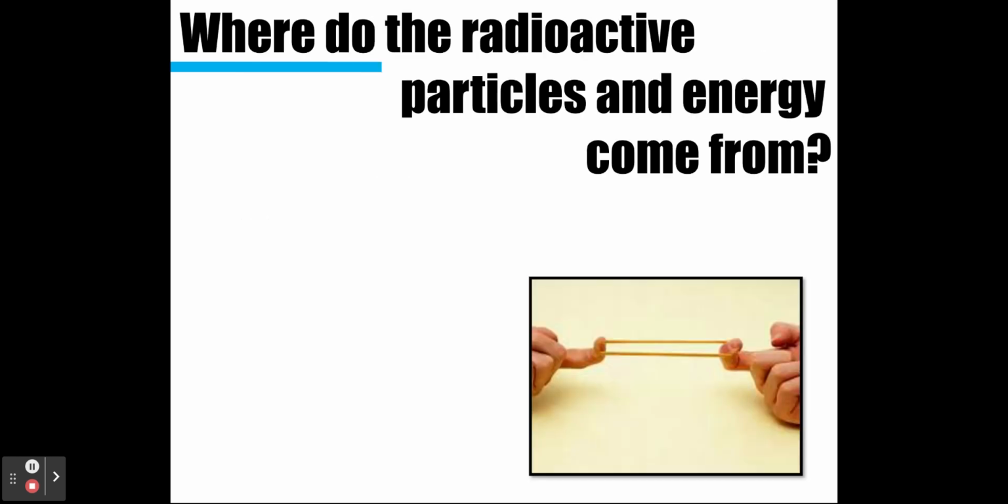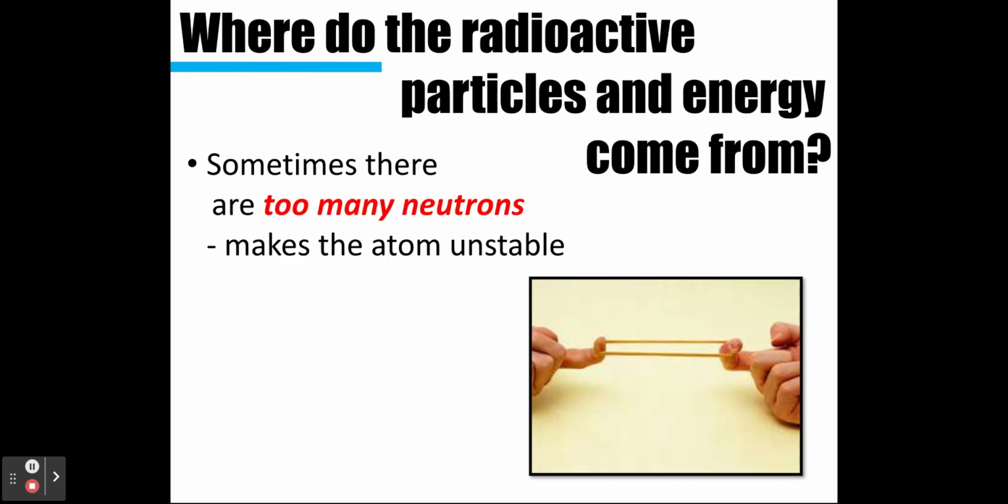So where do radioactive particles and energy come from? So we're talking about how in fission the atoms split apart into smaller atoms, and you get this energy and you get particles also that come from the atom when it splits. So where do these particles come from? So sometimes there are, like I said, too many neutrons in the nucleus. And so having a nucleus that's really big and having a lot of neutrons in there will actually make the atom or the nucleus unstable.